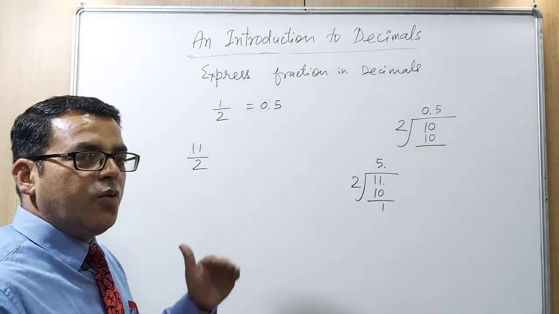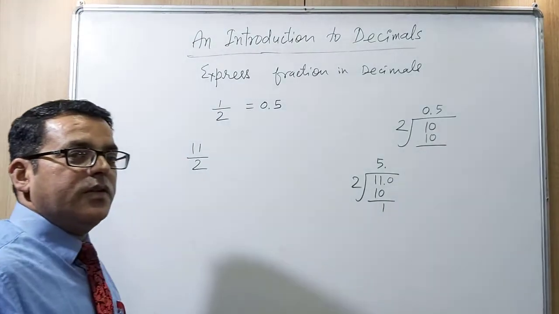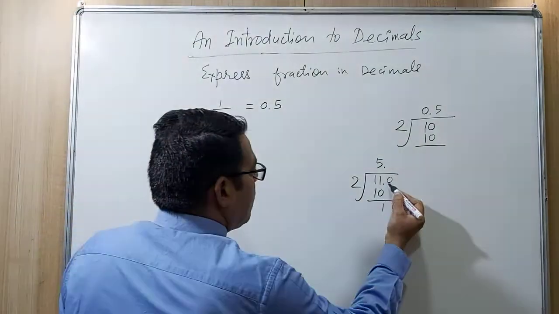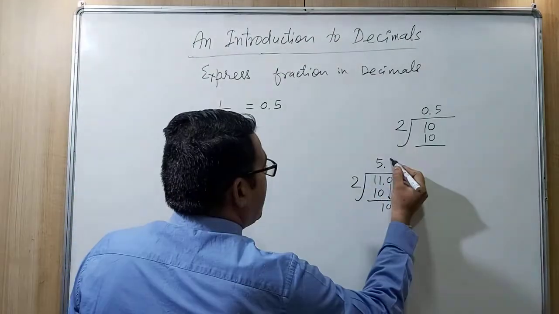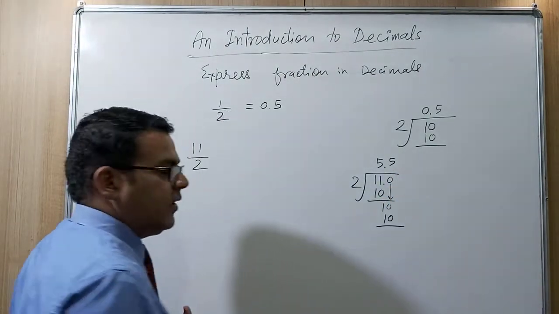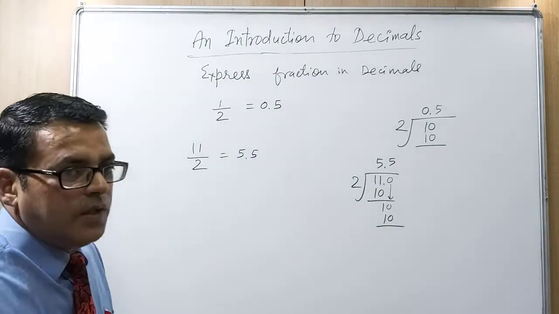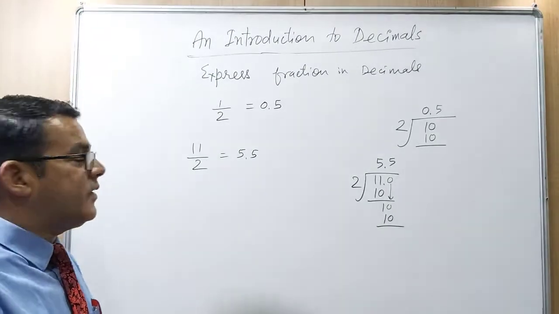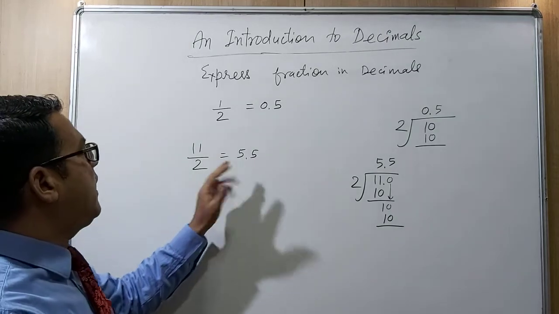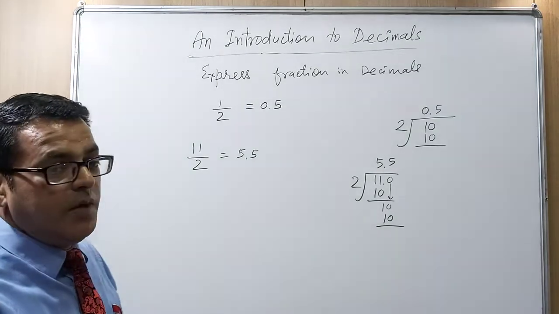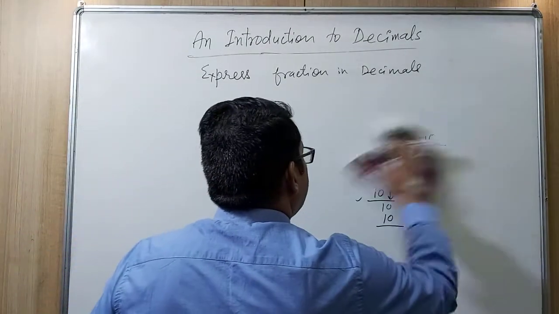So equality should be there. Now we can put 0 here, right? So we have to shift this 0 here. So now it becomes 10. So 5 times we can divide it. So what do we have here? We have 5.5. You can see here 11/2 is a fraction, and we can express this number in decimal, and after expressing it in decimal we have 5.5. Let's take another example.